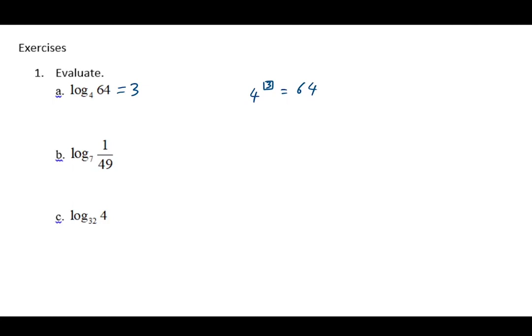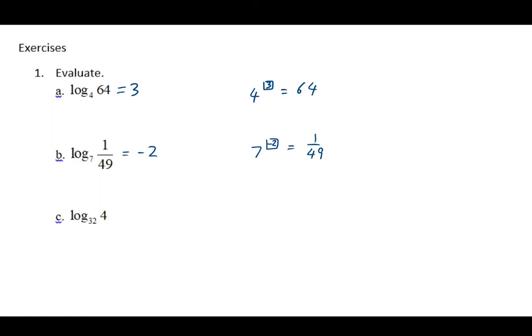Now the second one, 7 to the something power is 1 over 49. Some of you might have thought, wow, 7 squared, well, that's 49, not 1 over 49, but negative exponents take care of that. So the answer here is negative 2.